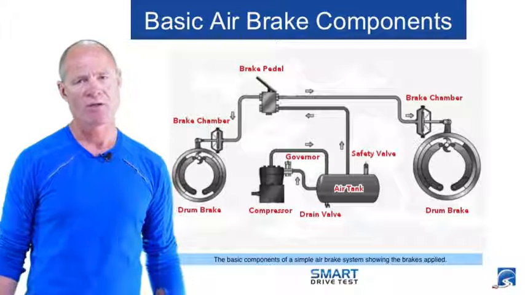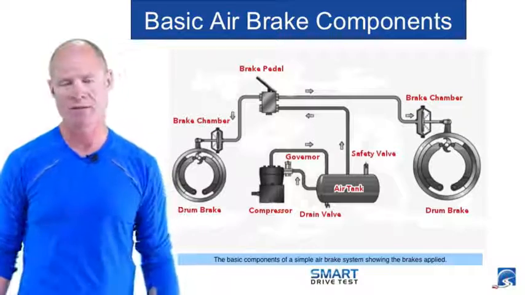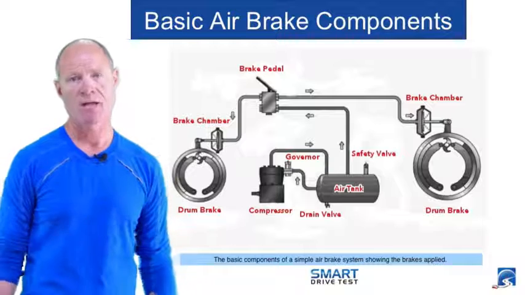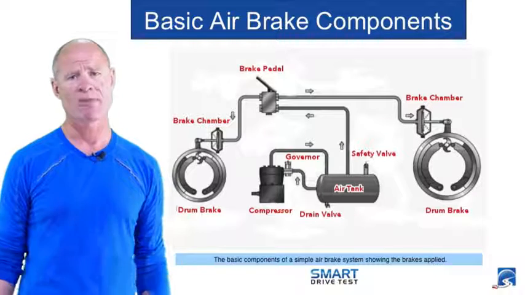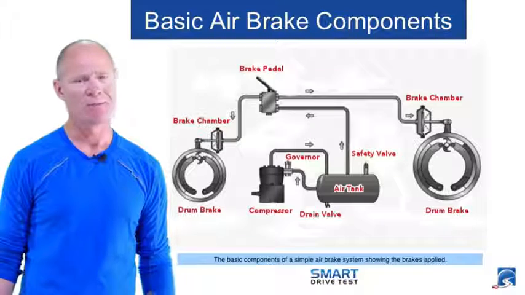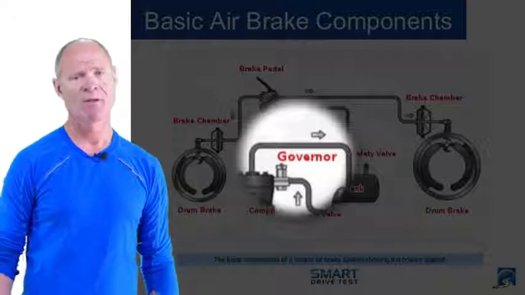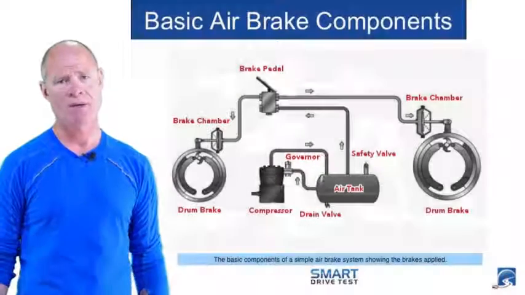So we need some way to control the amount of air that we put in the system, because if we just keep pumping air into the system, that compressor is capable of pumping up to 500 pounds per square inch. We don't need 500 pounds per square inch. We only need a maximum of 135 pounds per square inch. So we have the governor. The governor controls the compressor.